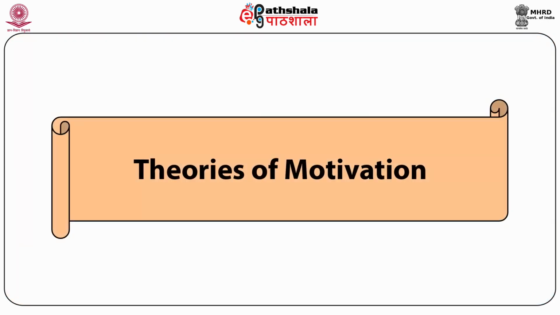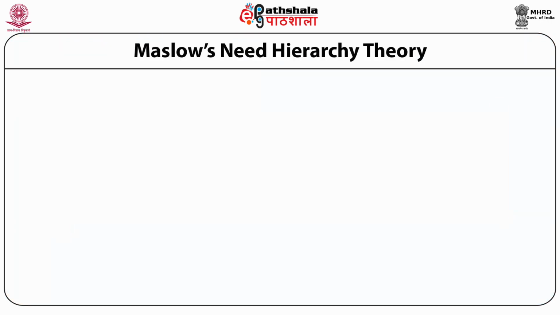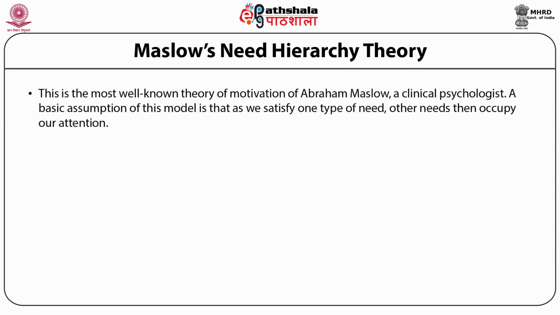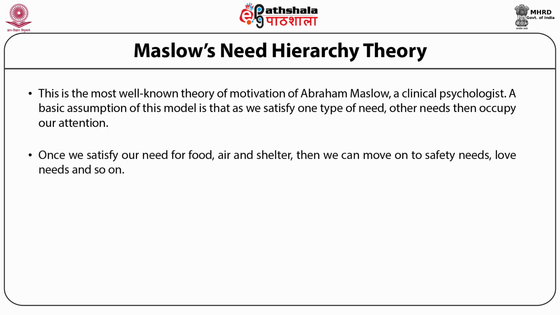Theories of motivation. Maslow's need hierarchy theory. This is the most well-known theory of motivation, by Abraham Maslow, a clinical psychologist. A basic assumption of this model is that as we satisfy one type of need, other needs then occupy our attention. Once we satisfy our need for food, air, and shelter, then we can move on to the safety needs, love needs, and so on.